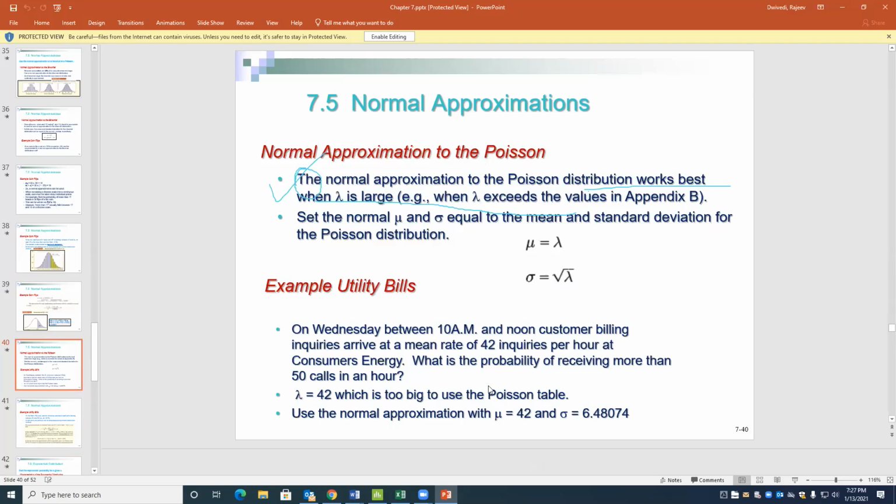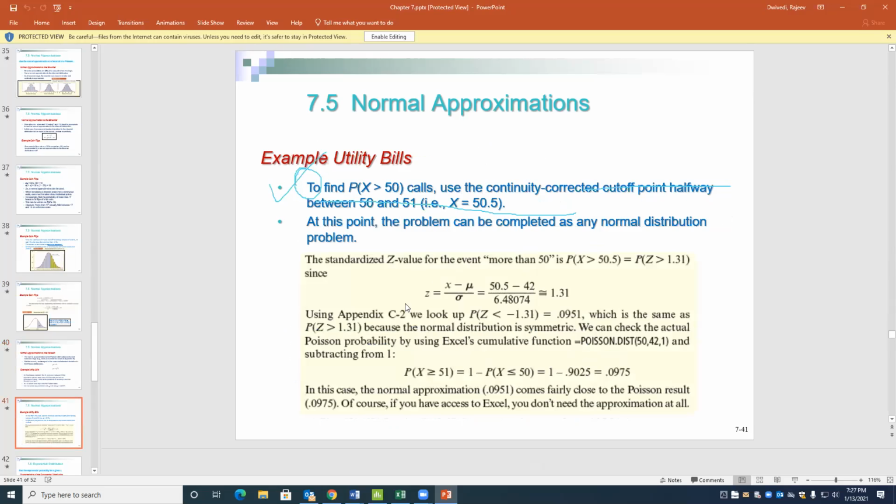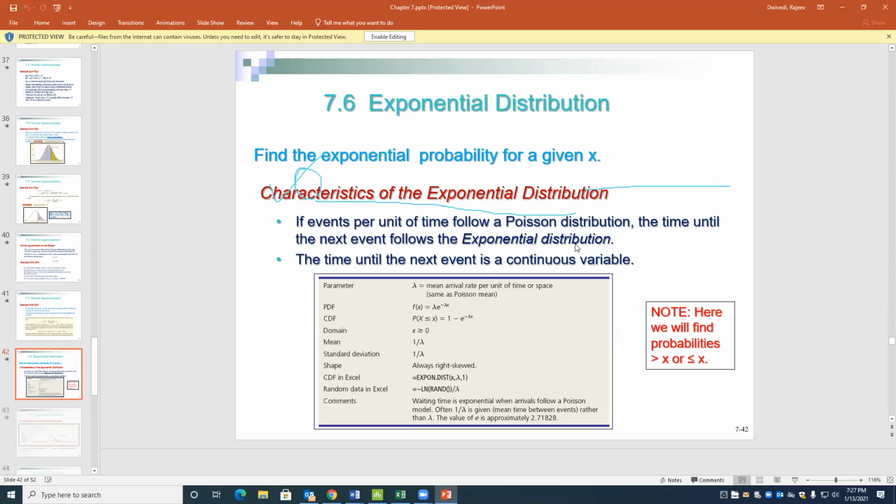50.5. Again, this is asking more than 50, so 50.5, because more than 50 means it is asking 51 and so on. So 50 and 51 gives 50.5. So exactly the same way of doing this, and this is the probability we can calculate. So this is a normal approximation of Poisson.